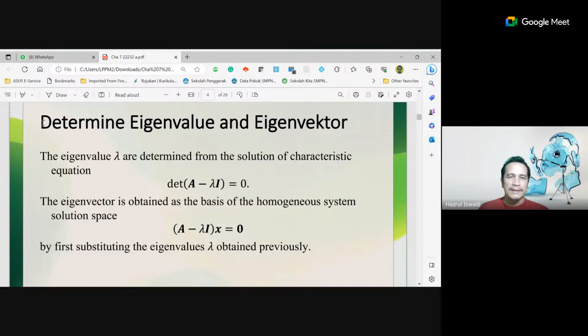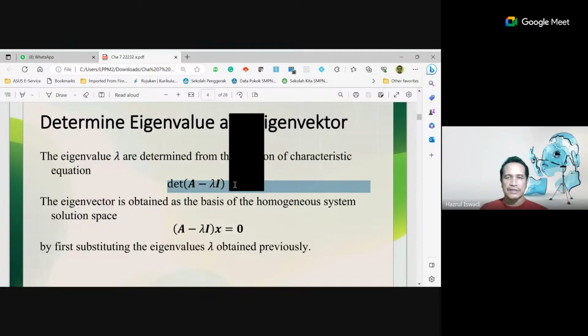How to determine eigenvalues and eigenvectors? The first step is we must determine the eigenvalue. After that, we determine the eigenvectors. So there are two steps: the first is to determine the eigenvalue, and the second is to determine the eigenvector. How to find the eigenvalue? The eigenvalue can be determined from this condition.